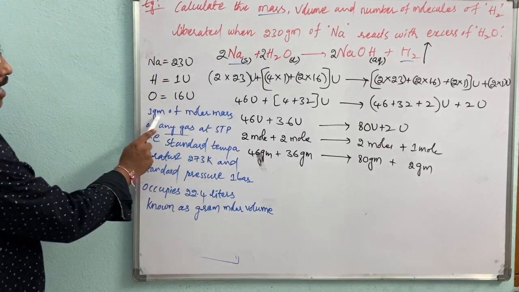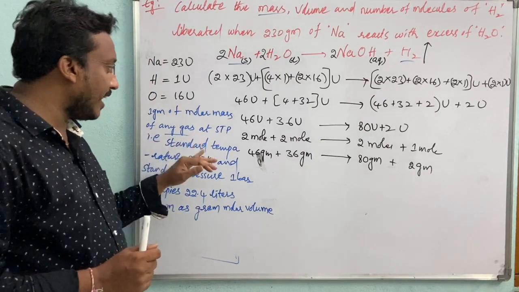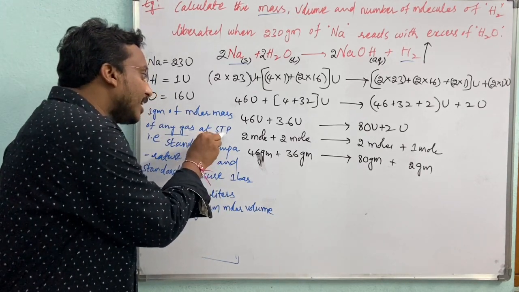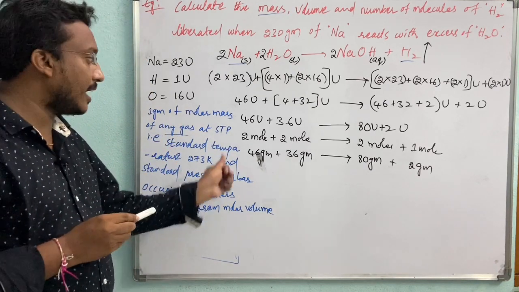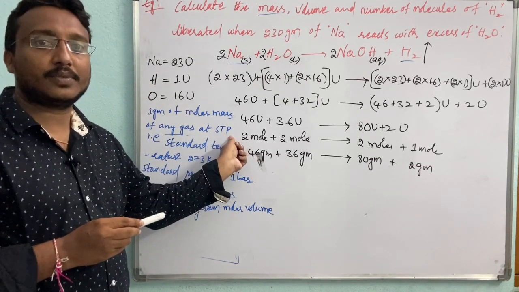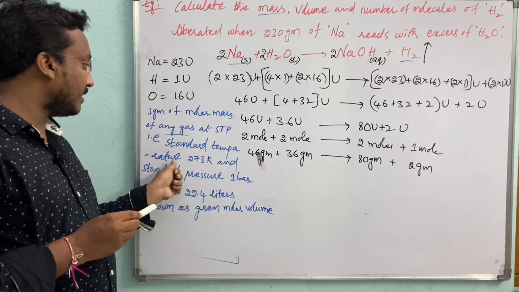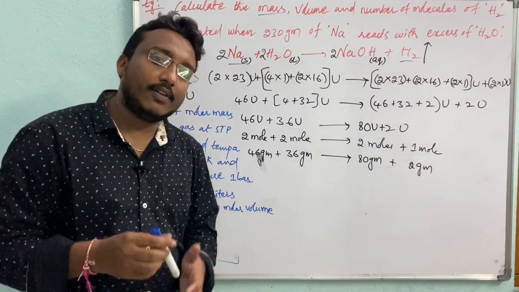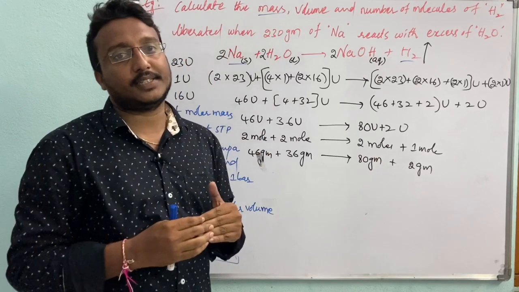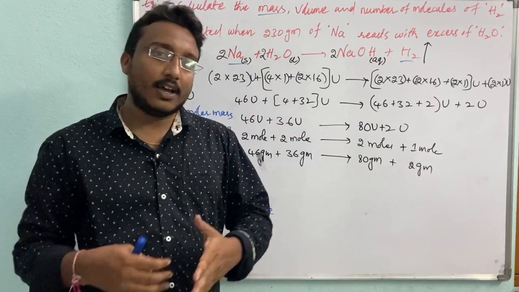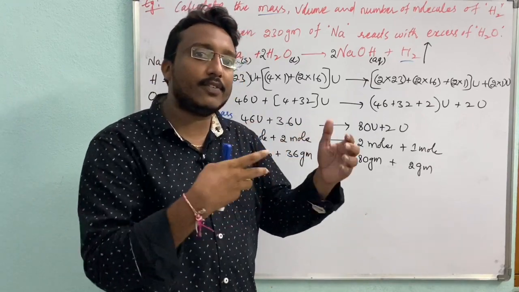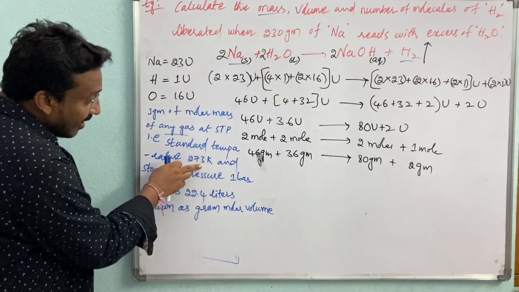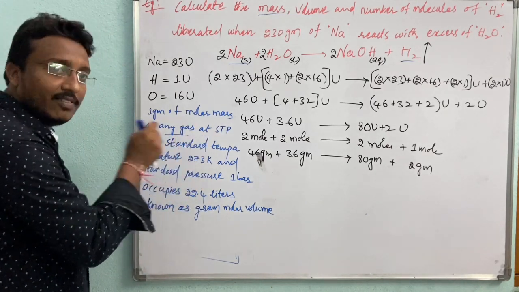Now, the gram molar mass of any gas at STP. STP means standard temperature and pressure. Standard temperature is 273 kelvins. Kelvin is the unit of temperature. Generally we use degrees Celsius, and temperature units are degree Celsius, Fahrenheit or Romer scale. We have different systems of units, but here the standard unit we take is only kelvins.